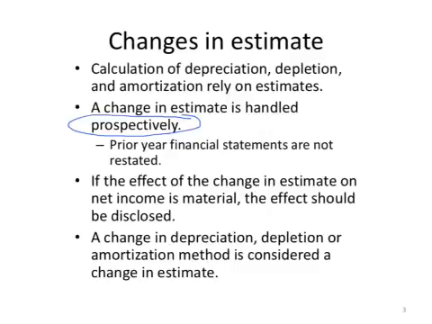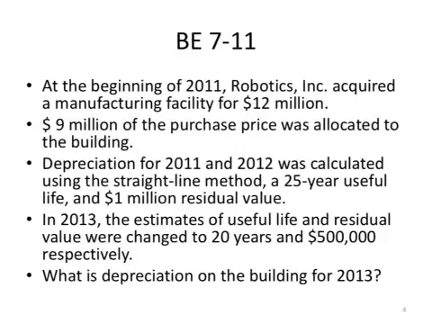If a company changes their method of depreciation, depletion, or amortization, if, for example, they went from an accelerated declining balance to straight line, a change in method is considered a change in estimate. But again, that would be, I would say, a very rare occurrence. So we'll look at brief exercise 711 to illustrate a change in estimate.